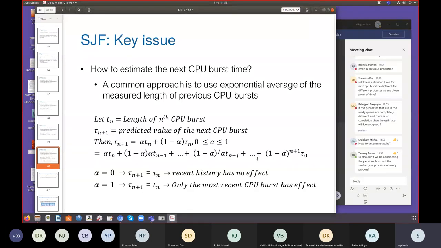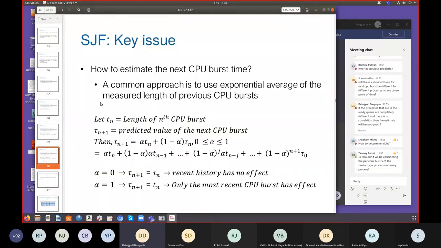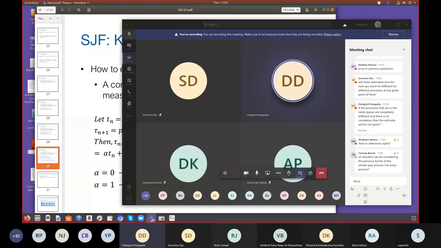Sir, I wanted to mean that all the processes in the ready queue haven't occurred previously. They are occurring first. Say 100 processes that have first time occurred in the CPU are waiting in the process queue. Then the estimate will not be good. Sorry, you are saying 100 processes that completely haven't occurred previously?